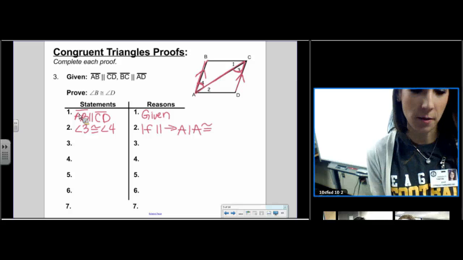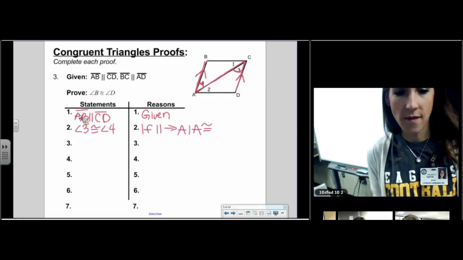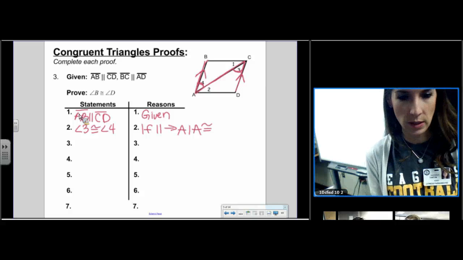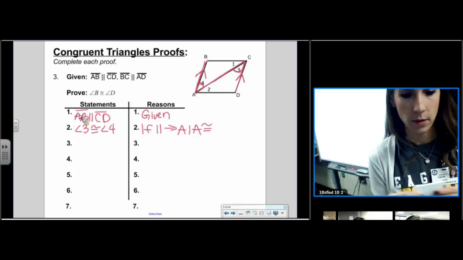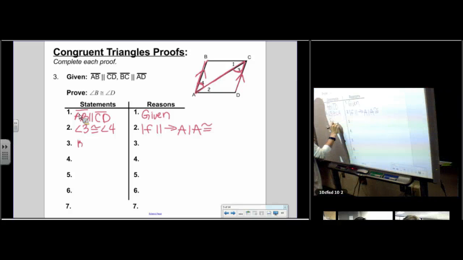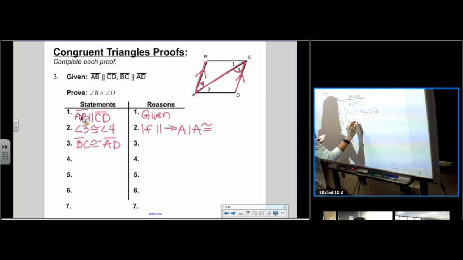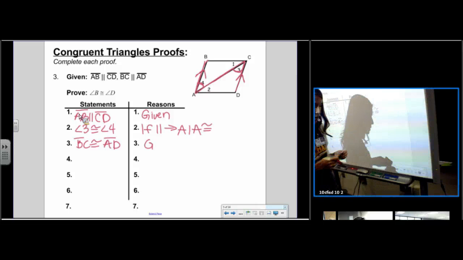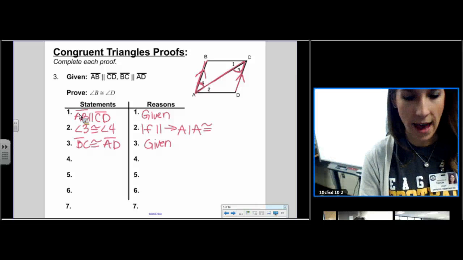Okay, Tahir, but that's not the way we're going to do it. We're going to do the given and then what happens. And then we'll use another given and what happens with that one. Next one. BC is congruent to AD. That's what Relina said. Thank you. That one's given.